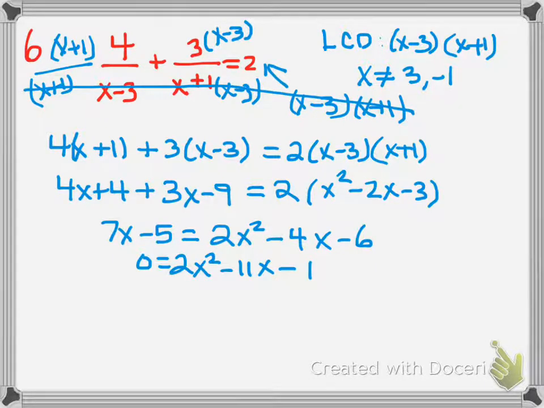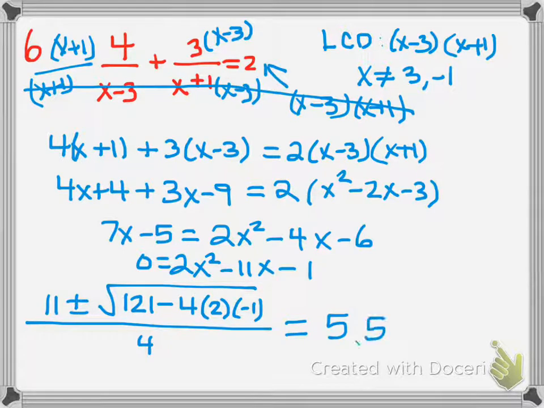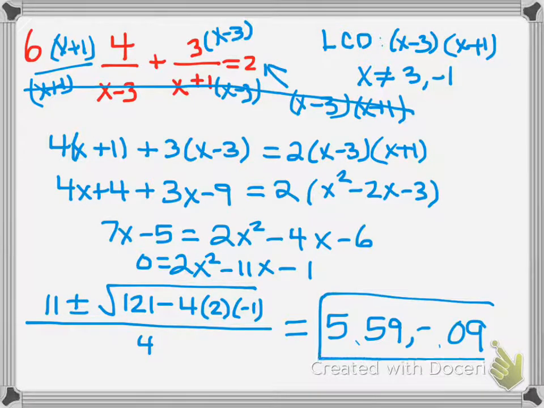Now we're going to have to again use the quadratic formula. So we're going to get 11 plus or minus the square root of 11 squared, which is 121, minus 4 times 2 times negative 1 all over 2a, which is 4. And we get the decimals 5.59 and negative 0.09. Those aren't in our domain restrictions, so these are both okay answers.